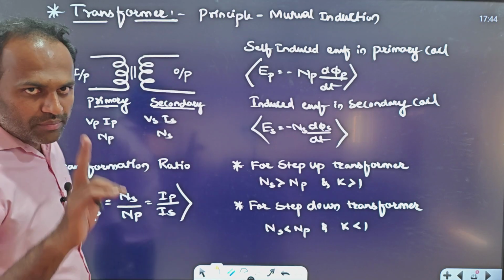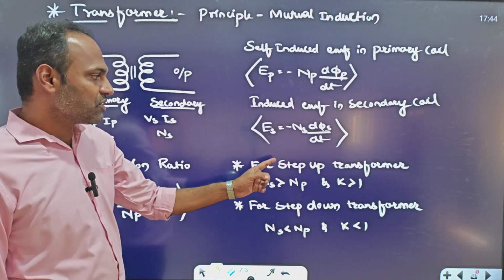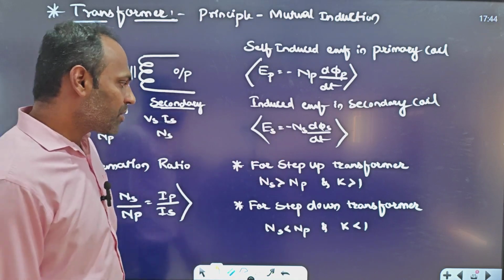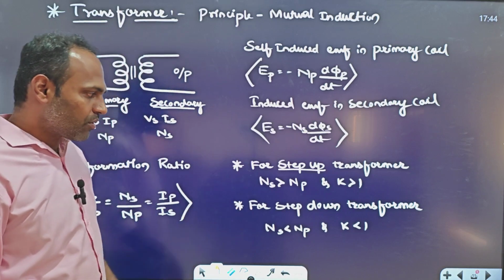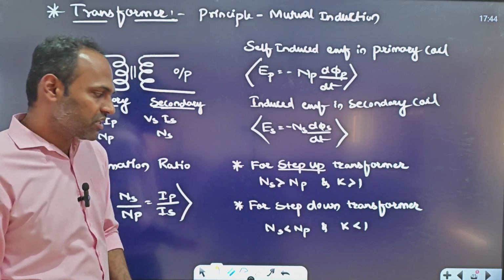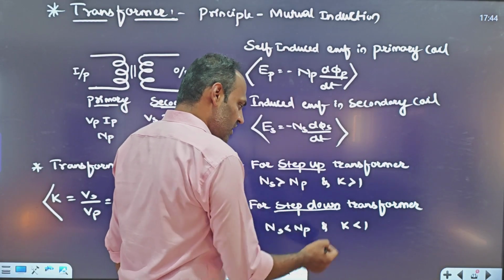In transformers, we know there are two types: step up transformer and step down transformer. Step up transformer is used to increase low voltage to high voltage. Step down transformer is to convert high voltage to low voltage. That is the aim of these transformers.